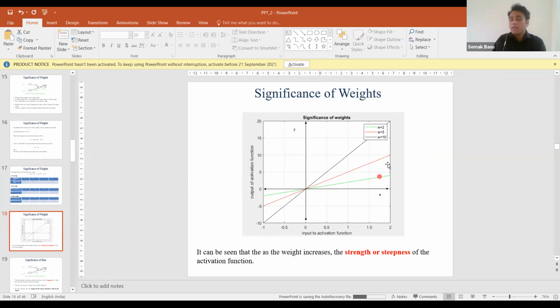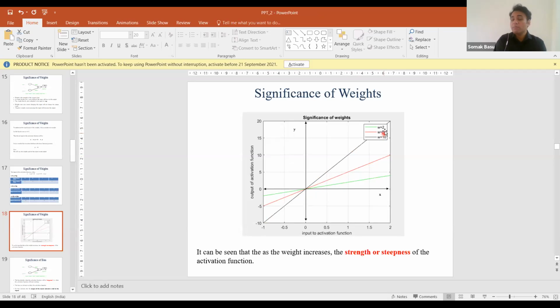So for example, let us say the weight is 2. In this case, the activation function will be y is equal to 2x. This is the green line over here. In case the value of weight is 5, the activation function is y is equal to 5x. This is the red line. And in case the value of weight is 10, the activation function would be y is equal to 10x. See, the black line over here.